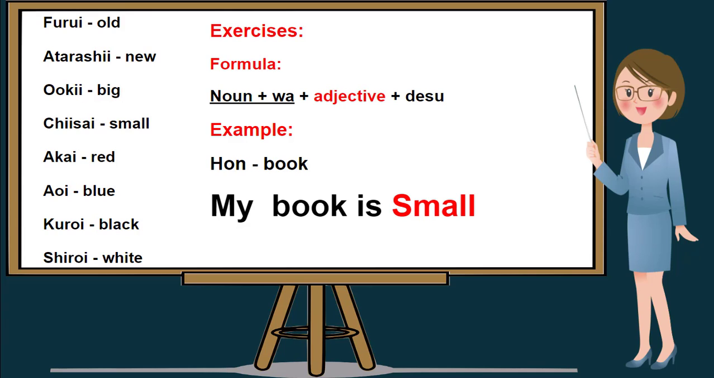Our exercise will be, my book is small. I will be giving you an example, which is hon, that means book in English. And small is chisai in Nihongo. So I'll be giving you 5 seconds to translate this sentence in Nihongo. And this sentence is, my book is small. And your 5 seconds start now.